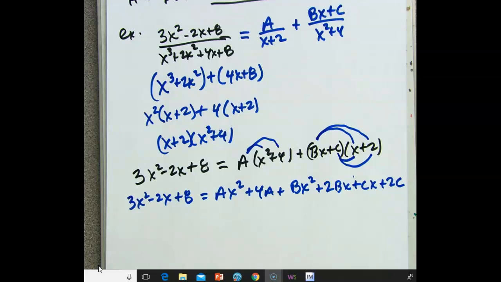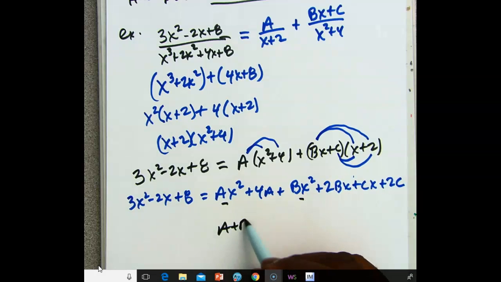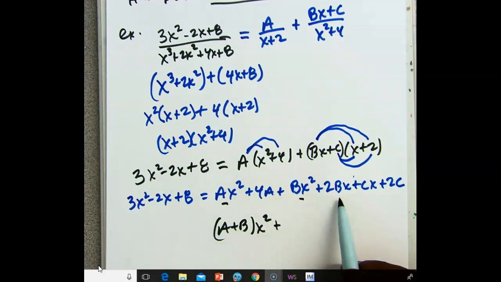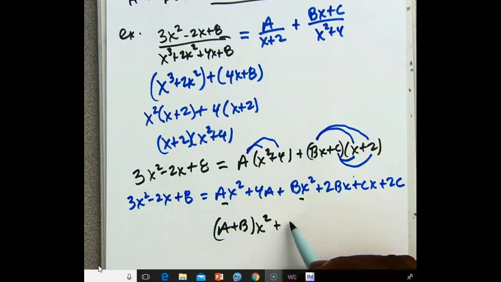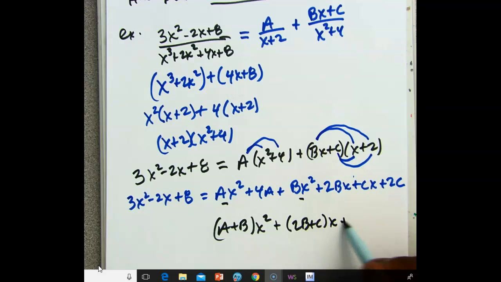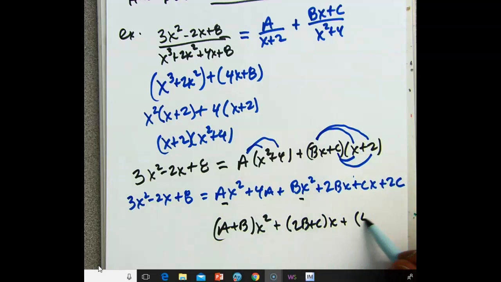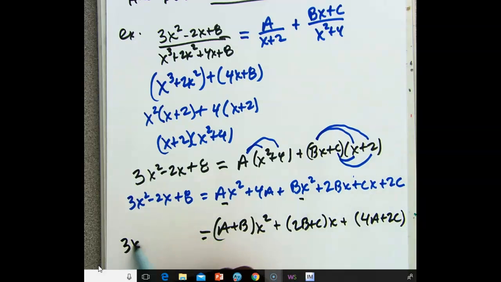Okay, let's group. We got an Ax squared, a Bx squared. I think those are only two. So A plus B times x squared. We have a 2Bx and a Cx. So that's 2B plus C times x. And then our constant, we have 4A and we have 2C. And that's equal to 3x squared minus 2x plus 8.